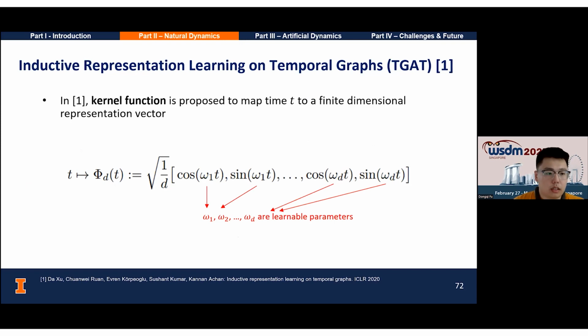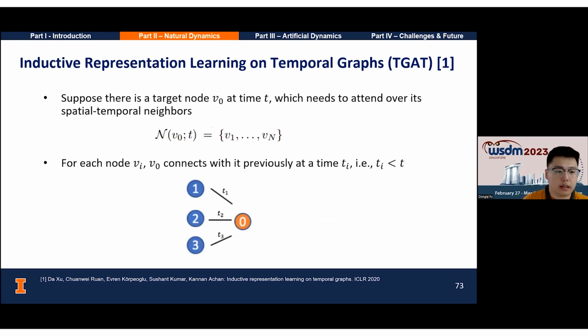In TGAT, the time kernel function is proposed to map a time t to a finite dimensional representation vector. For example, in this formula, we have a time t, a scalar, and then we have omega 1 to omega d, d parameters. Then we can encode the time t, this scalar, into a representation.